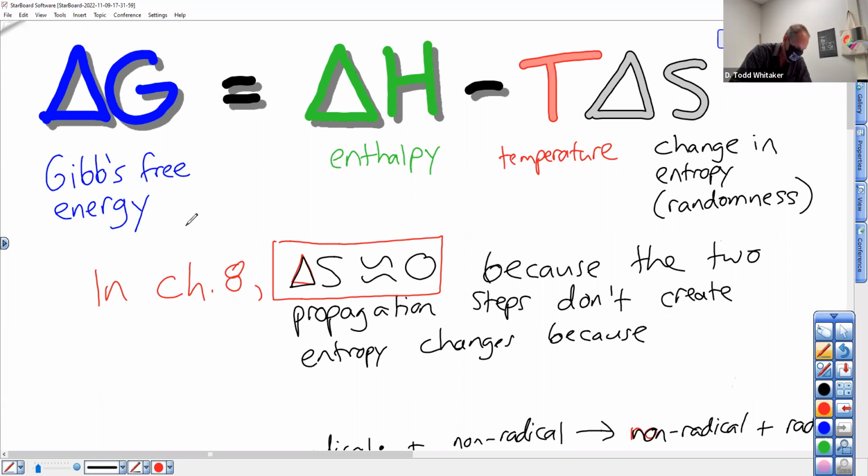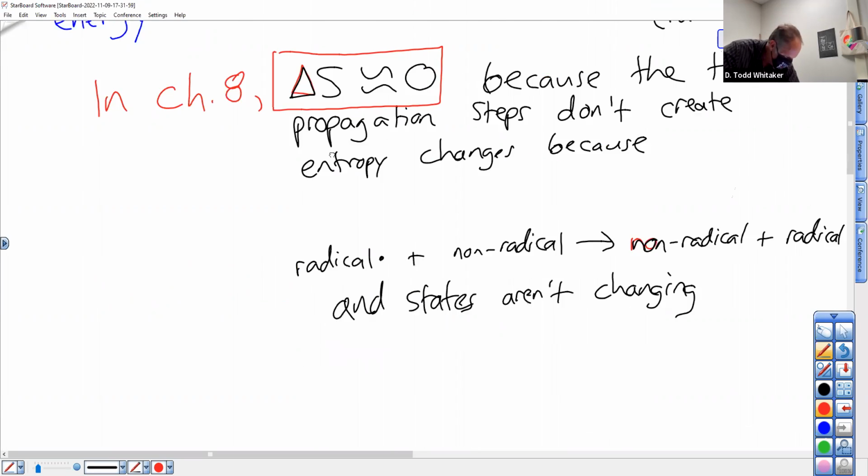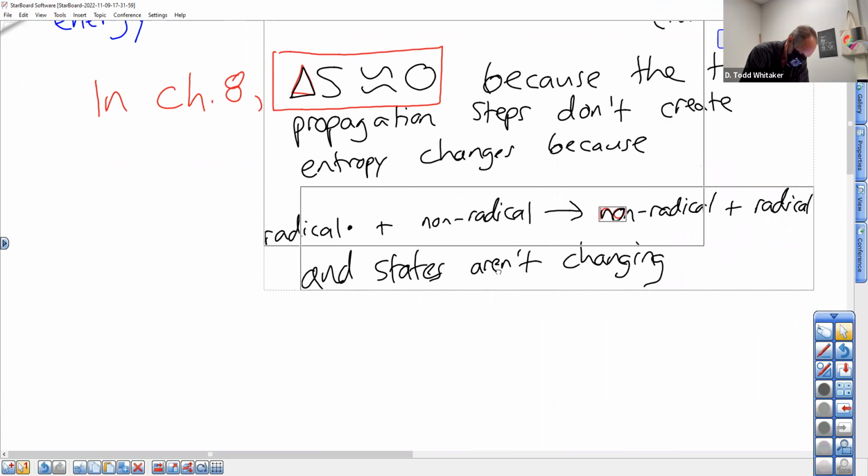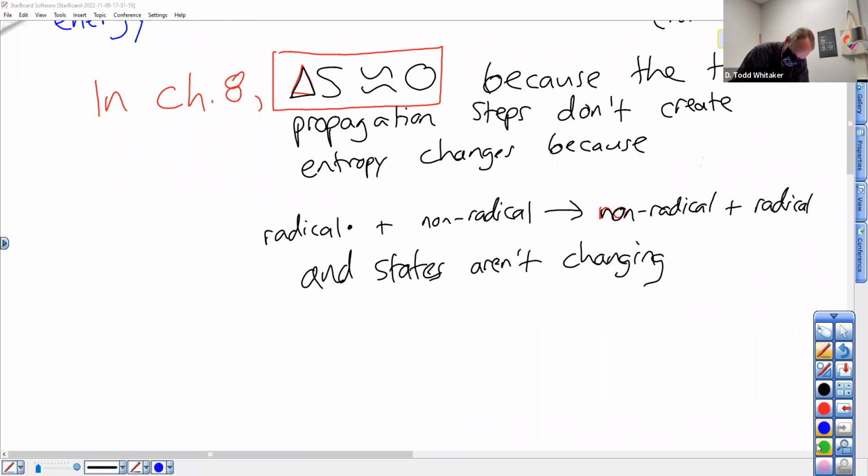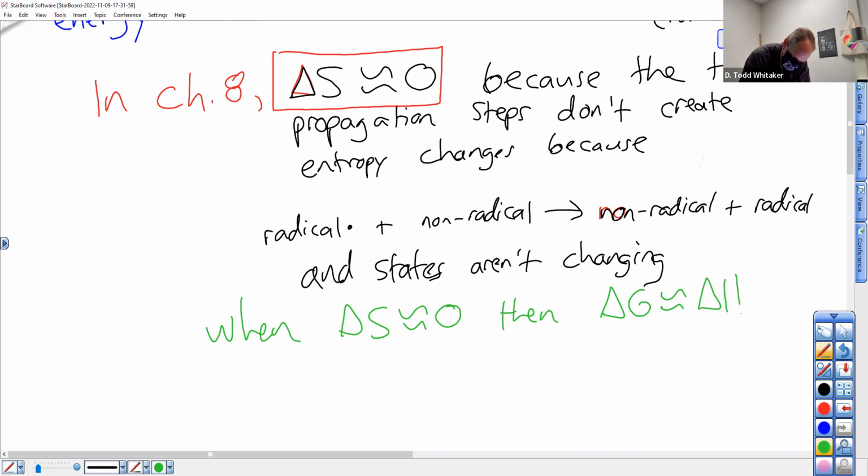What's delta G? Delta G equal to delta H. There you go. So when delta S is 0, then delta G is roughly delta H.